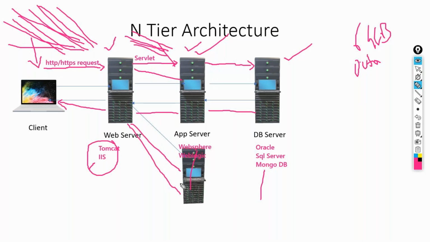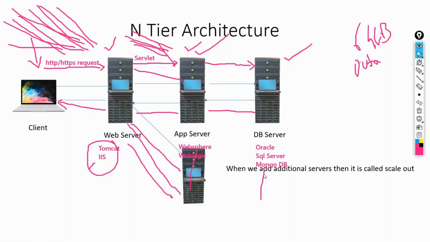They want us to have a clear idea about the architecture. Even though we are not involved in setting up this architecture, we need to have an understanding and idea of it. Now when you add additional servers like this, we call it scale out. When we add additional servers, it's called scale out.